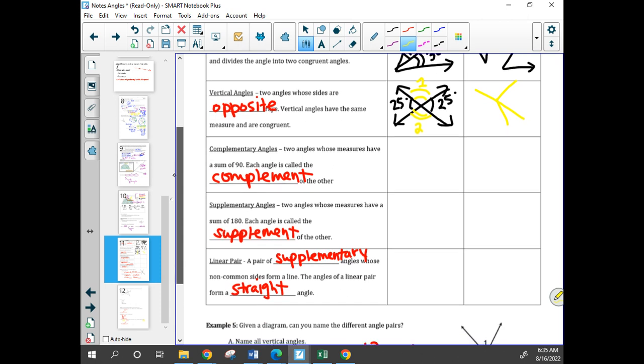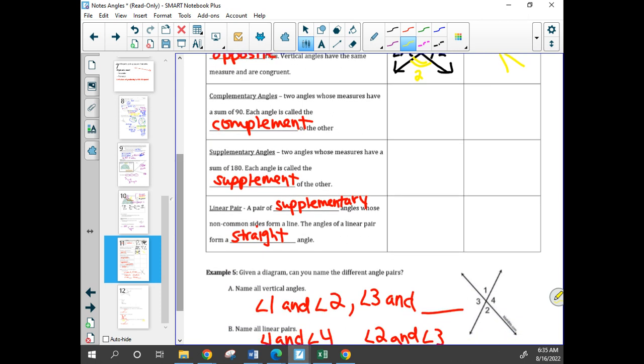Complementary and supplementary, I'm hoping we already kind of know or have seen. Complementary angles add to 90, so they make a corner. You're going to have two angles, let's say this is 50 and this is 40. You're going to have two angles that add to 90. If they don't add to 90, they're not going to be complements of each other. So if we have two angles that are both 10 degrees, that's just not going to work. Or if you have an obtuse angle, it's too large to match the pattern.